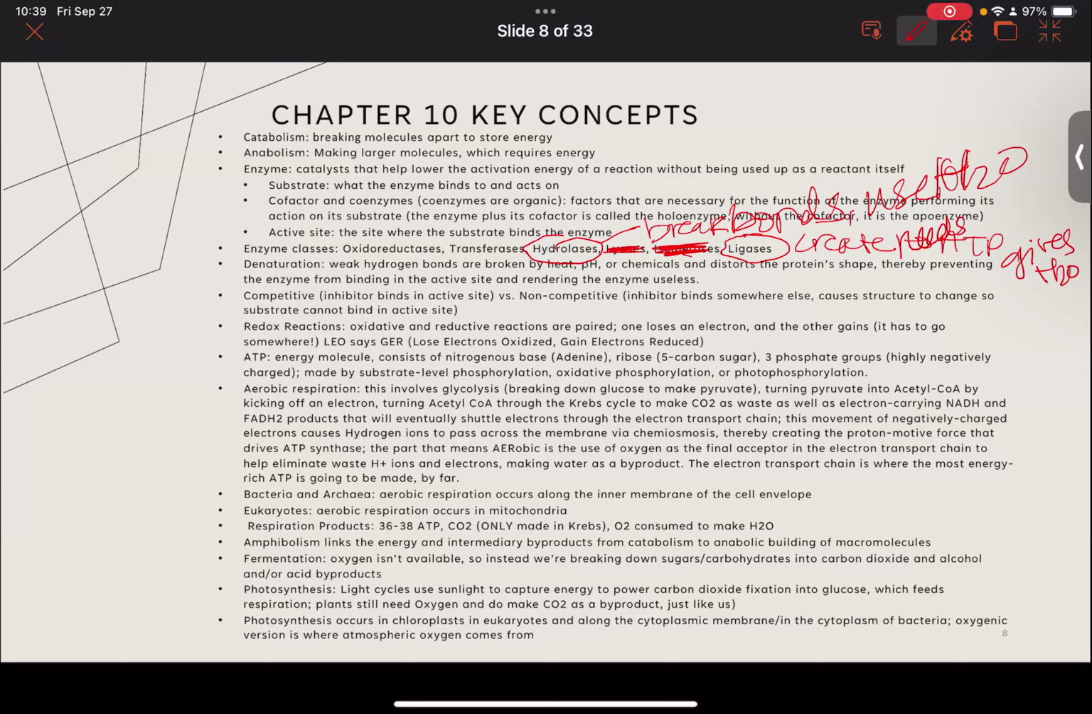That's transferases, literally transferring. Oxidoreductases, though, that's one of the more important concepts that goes on in this chapter. Oxidoreductases are dealing with electron transfer. So I'm going to circle that one really quick because I feel like transferase speaks for itself. This is electron transfer.